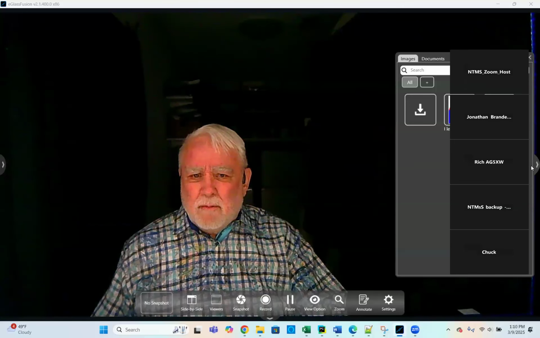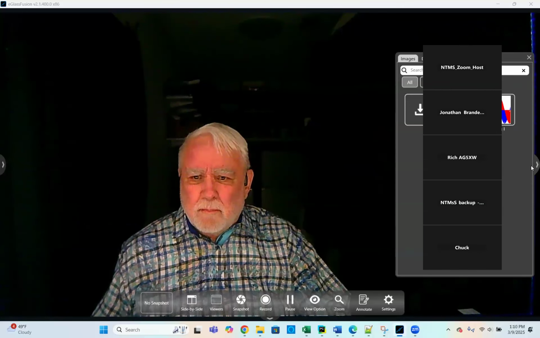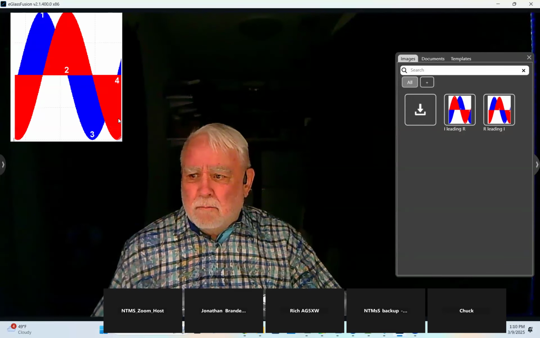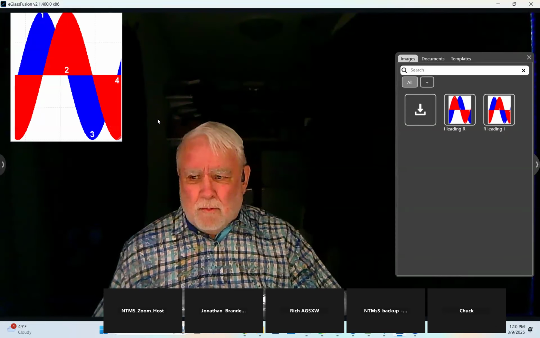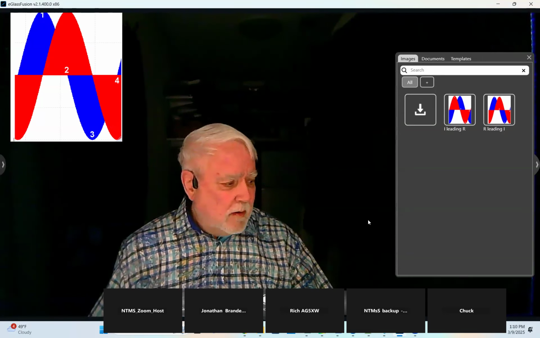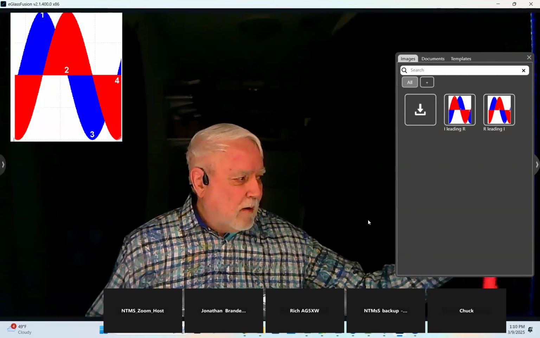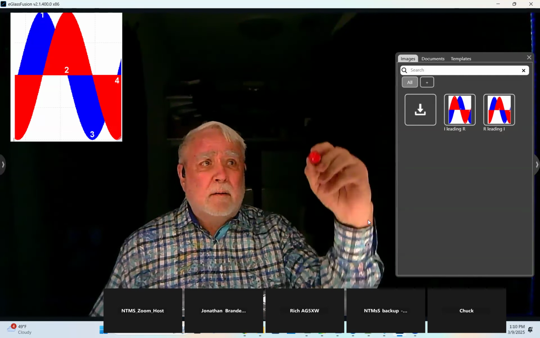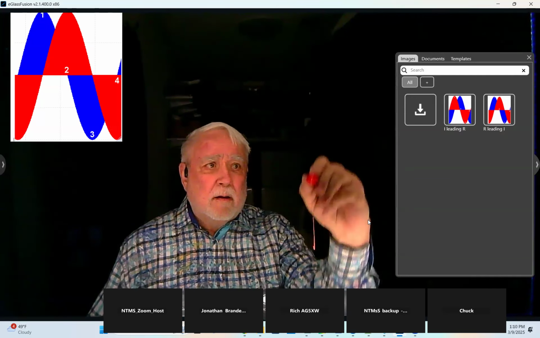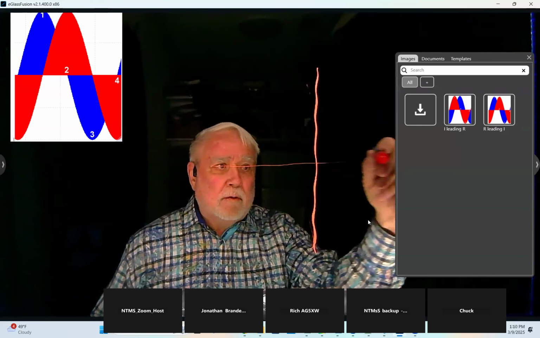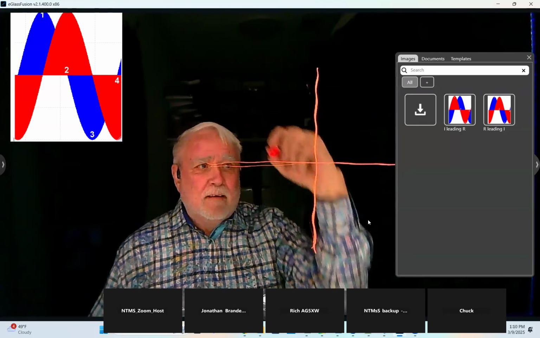Let me see if I can minimize some things and expand some things. Okay, so we talked about real signals, a real sinusoid that leads an imaginary one. This was the graph that we used. Let me get something that writes well on the board here. I think this one's all right. And so we'll draw a complex plane here.